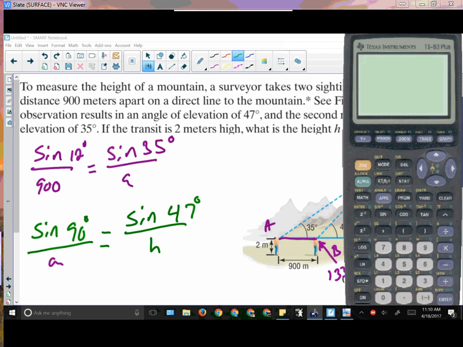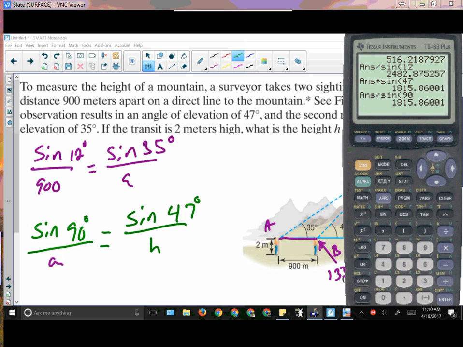So that means I would need the sine of 35 degrees multiplied by 900, divided by the sine of 12, and it gives me that value. Does that seem reasonable for that length? Okay. So that means I'm going to take that value now and multiply it by the sine of 47 degrees. And I have to divide it by the sine of 90 degrees. By the way, what's the sine of 90 degrees?